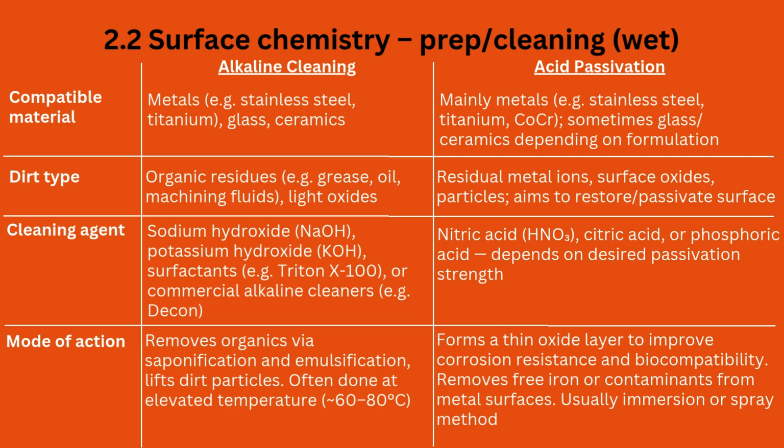When preparing materials like metals and glass for medical devices, we often use alkaline cleaning and acid passivation. Alkaline cleaning removes grease, oils, or machining residues using solutions like sodium hydroxide, usually warm, to lift off contaminants. Then, acid passivation, using nitric or citric acid, helps strip surface contaminants like metal ions and promotes the formation of a stable oxide layer. This boosts corrosion resistance and biocompatibility, key for implantable materials.